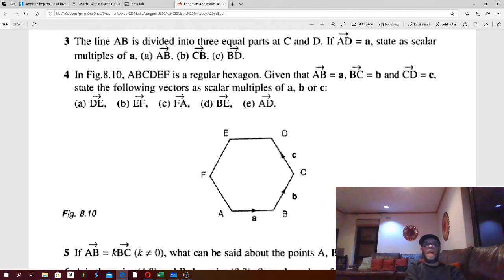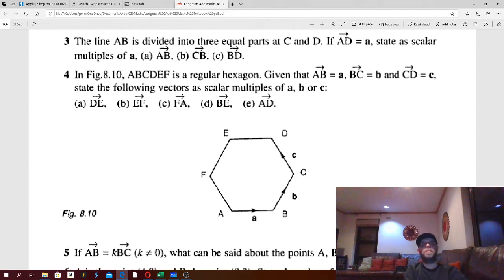We're given that the vector AB is called A. The vector from B to C is called B, and the vector CD is called C. Now notice that these vectors might have the same magnitude, but they are different directions, and so therefore they are not the same vectors. They might have the same size, but they do not have the same direction.